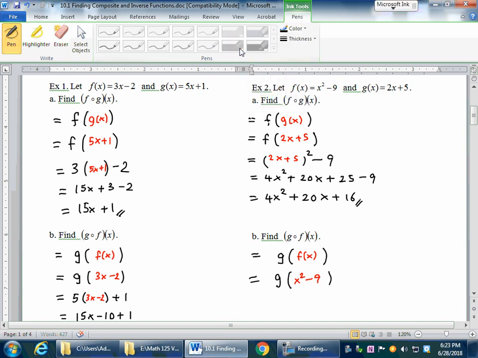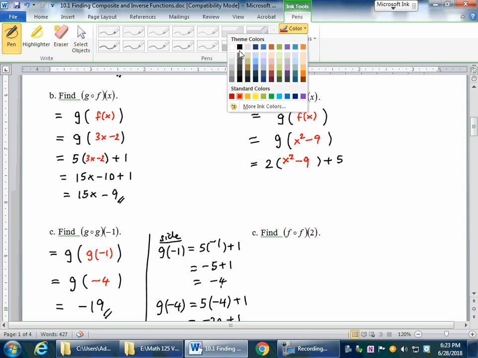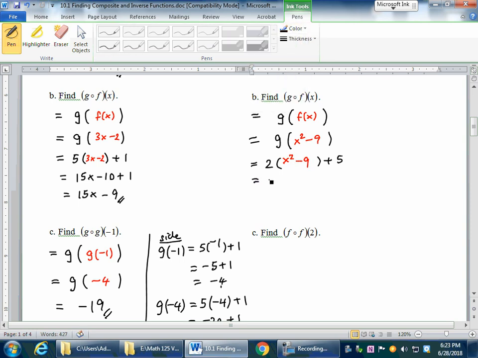Now, evaluating the g function at this input x squared minus 9. The formula for the g function is 2 times the input plus 5. We know that our input is x squared minus 9. So finally, distribute it: 2x squared minus 18 plus 5. Combining like terms, that gives me 2x squared minus 13.